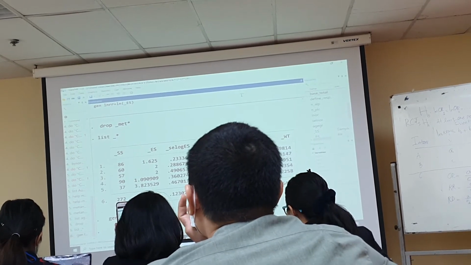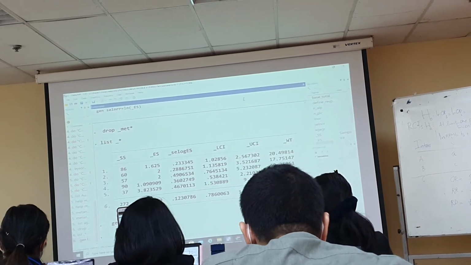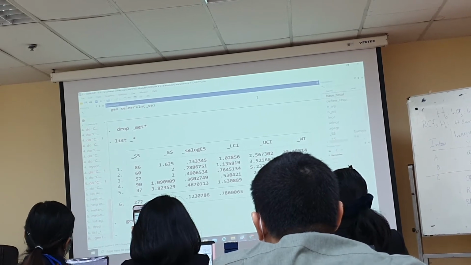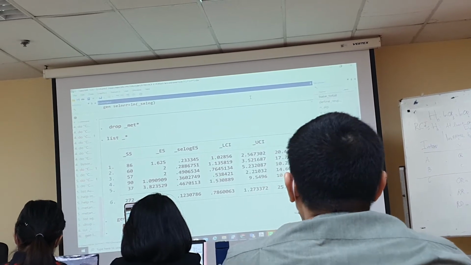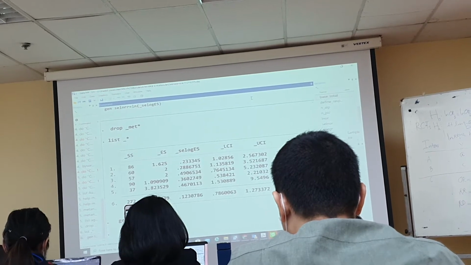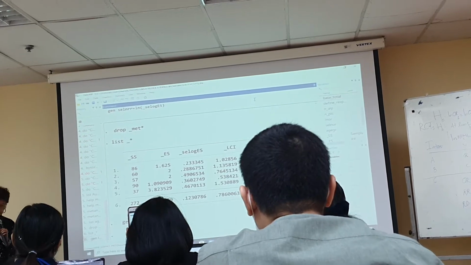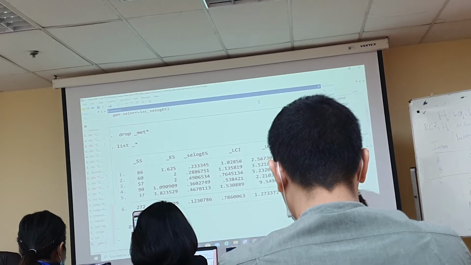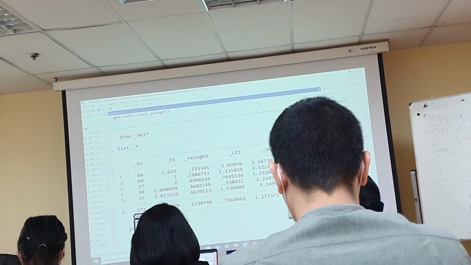And then we generate again SE. Equal, I added the command underscore SE, right? Underscore SE of log ES, right? We need two variables in order to run meta-regression. One is the log risk ratio, and another one is the variance or the standard error, because you want to weight.